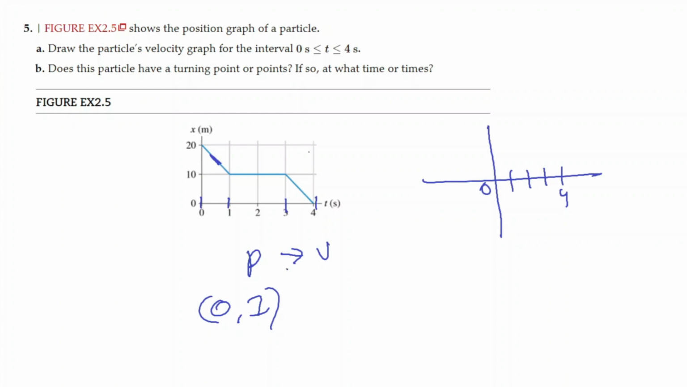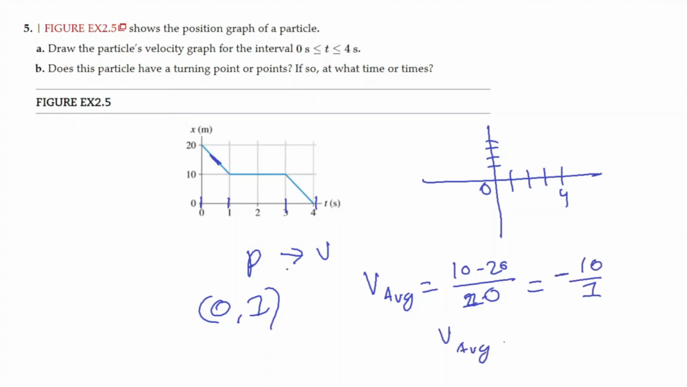And to find how much it is decreasing, let's first get the average velocity, in which we'd use the equation. So we have velocity average is equal to delta s, or delta position, which is going to be 10 minus 20, divided by delta t, which is 1 minus 0. Then we have negative 10 over 1, which gives us a velocity average of negative 10 meters per second. And so from the interval of 0 to 1, our average velocity is negative 10.